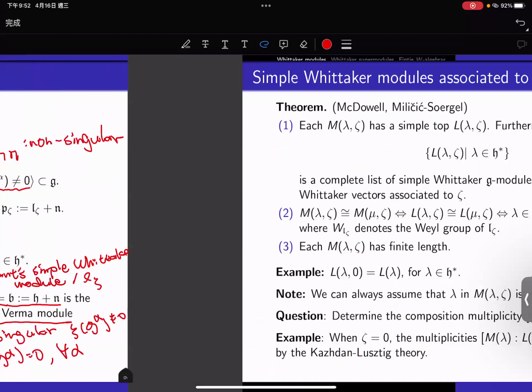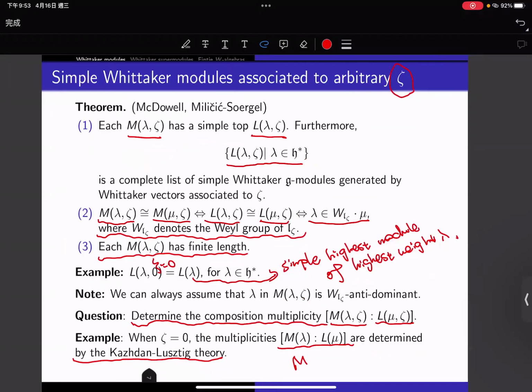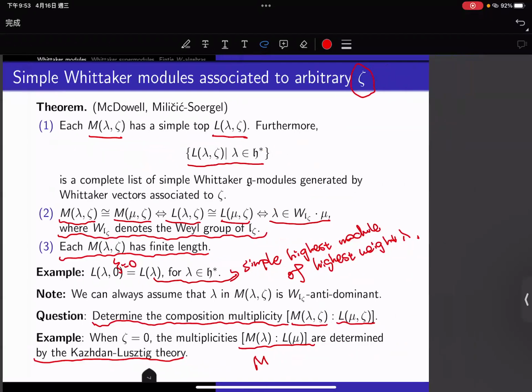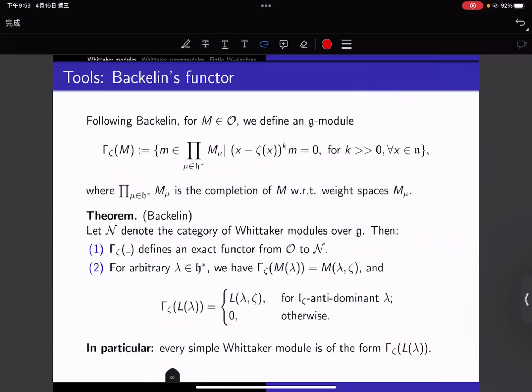Okay. Now, it is interesting to determine the composition multiplicity of the standard Whittaker module. If theta equals 0, then we get the classical part, determined by Kazhdan-Lusztig theory. And now, we use the Whittaker functor, which is an exact functor, to reduce the problem of multiplicity of the standard Whittaker module to that of the Verma module. So this is reduced to Kazhdan-Lusztig theory.